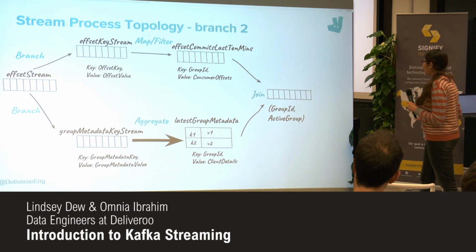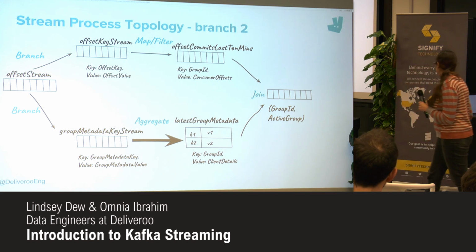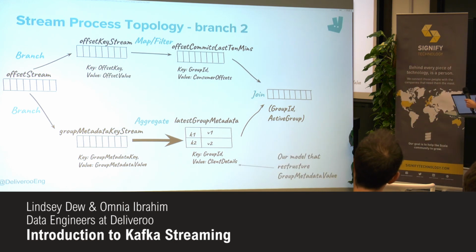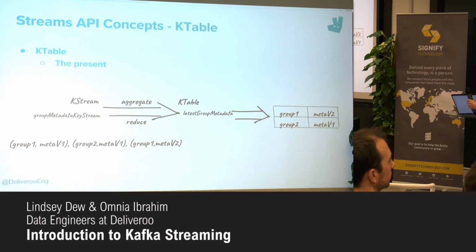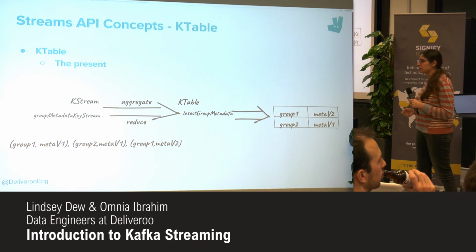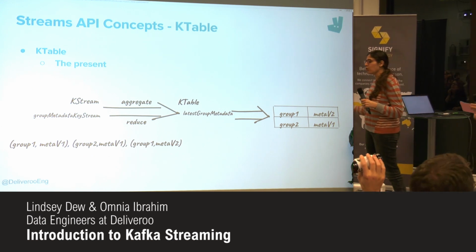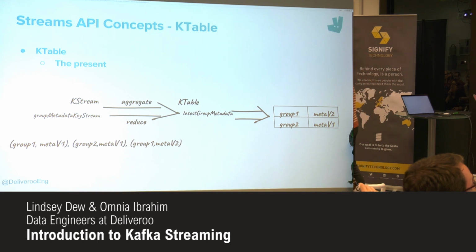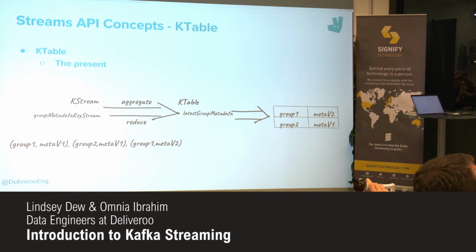The only way you can get a KTable in Kafka is either by an aggregate or a reduced stream. So you had a stream which contains the whole history of your records, and you do an aggregate to get the latest of this one.